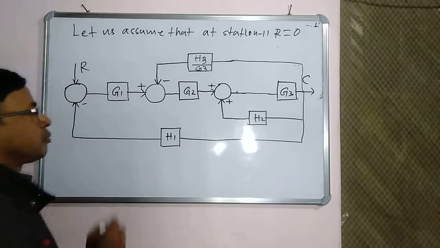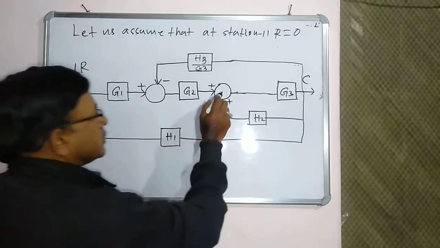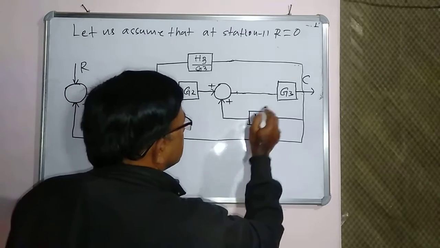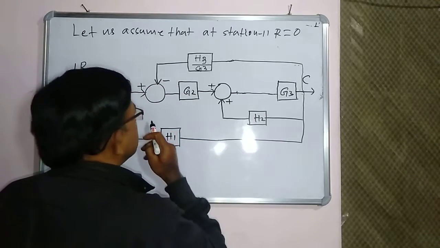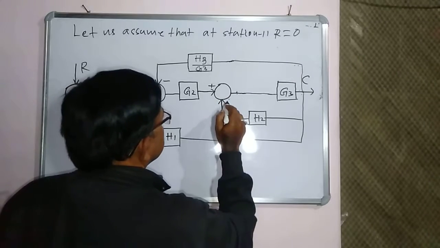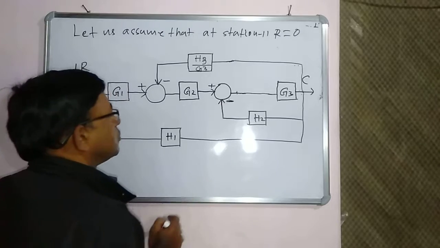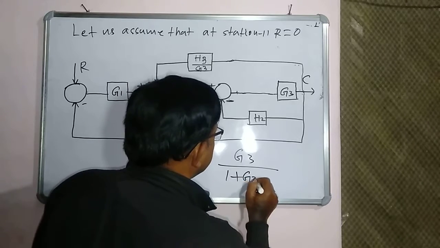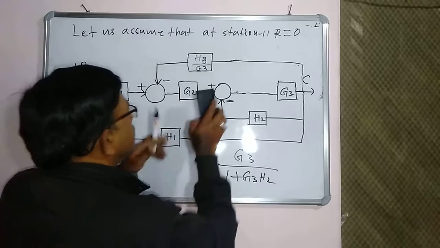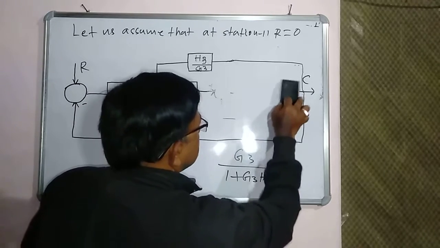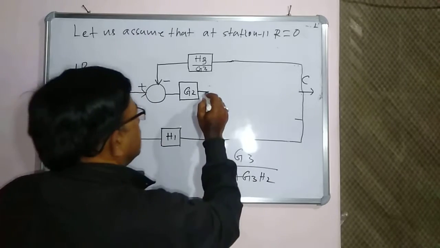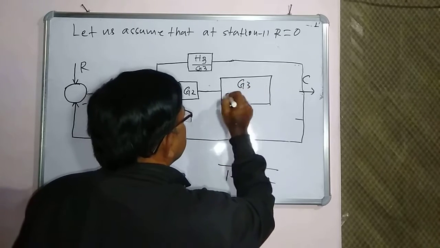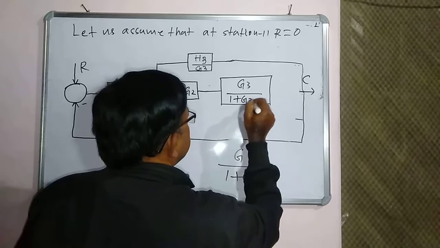So now the problem is again simplified, that is, this is a canonical form. Therefore, it is very much easy to solve this feedback path loop. So I think this will be negative. This is not positive, sorry. This will be negative. Therefore, this transfer function is equal to G3 by 1 plus G3 H2. So now we can replace this with G3 by 1 plus G3 H2.